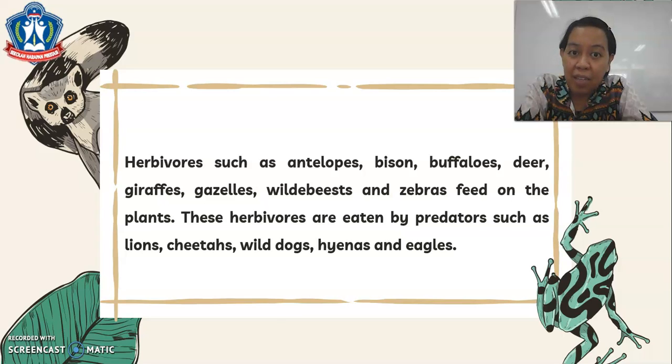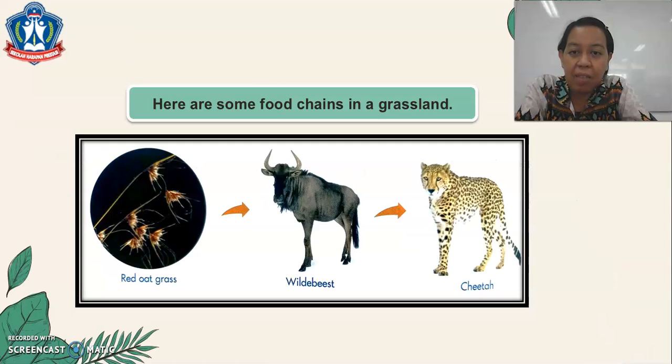Herbivores such as antelopes, bison, buffaloes, deer, giraffes, gazelles, wildebeests, and zebras feed on the plants. These herbivores are eaten by predators such as lions, cheetahs, wild dogs, hyenas, and eagles. Here are some food chains in a grassland.